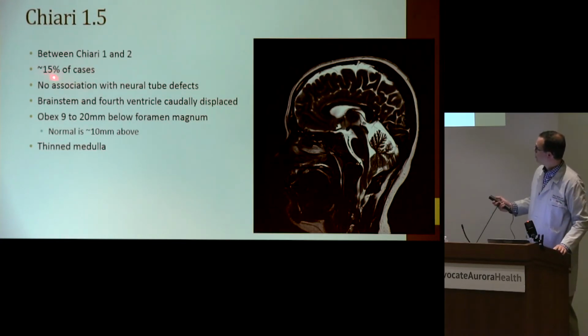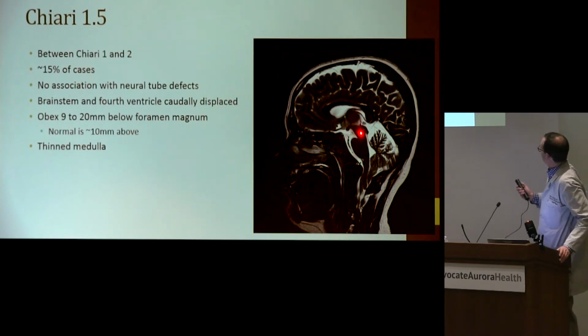Chiari 1.5 is probably about 15% of cases. It's not associated with any neural tube defects like spina bifida. We look here on this MRI scan of this patient with a Chiari 1.5 malformation. This is the brainstem. Right here, this is the midbrain, the pons, the medulla. Here's the cerebellum. If we draw our imaginary line here, here's about the bottom of the skull, and you can see the medulla is way below the bottom of the skull, and the tonsils are way down there as well. The pons is also sitting much closer to the skull base than it typically does. Okay.